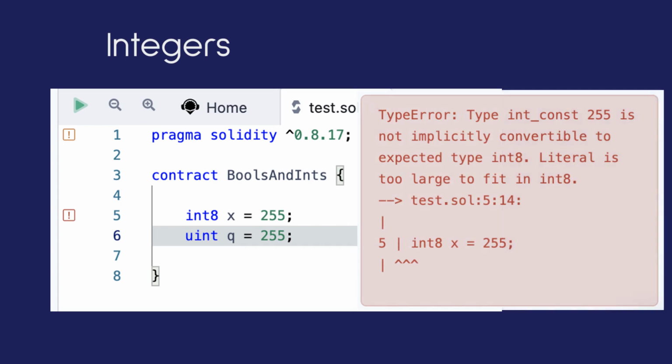It is also good to note that by convention, the bit size should be powers of 2. So 8, 16, 32, 64, 128 and 256. If you do not assign the bit size, the compiler will automatically use the length of 256.